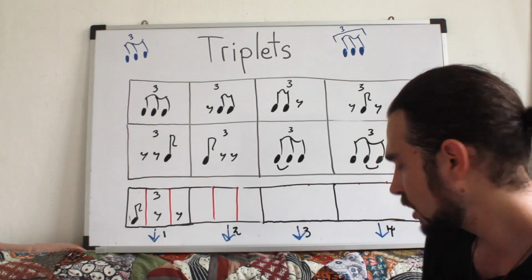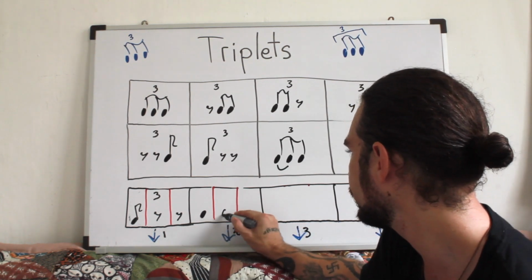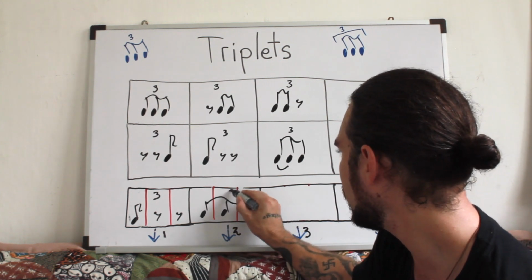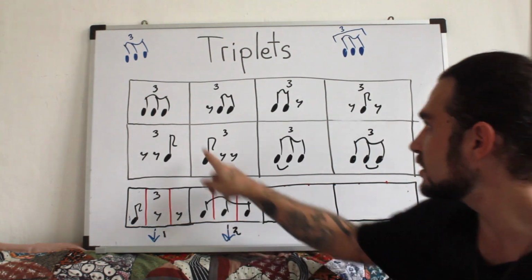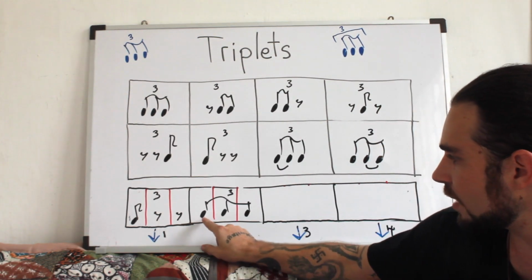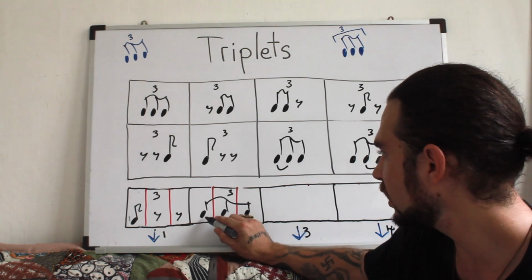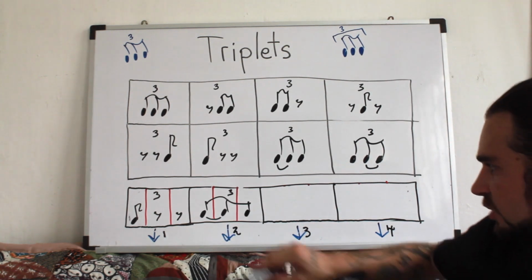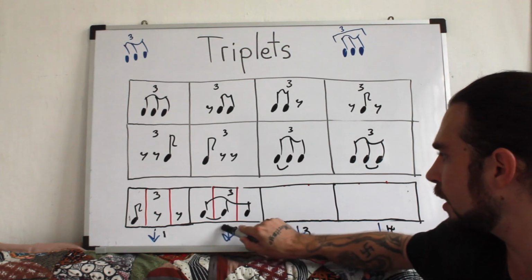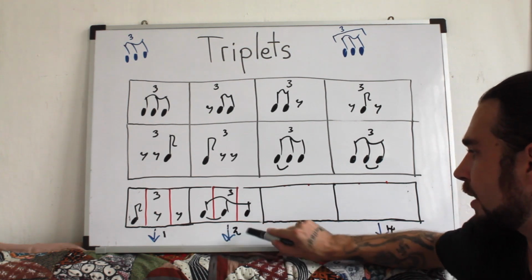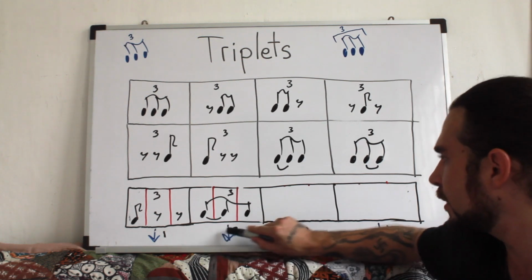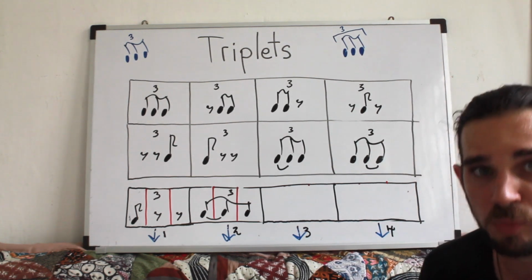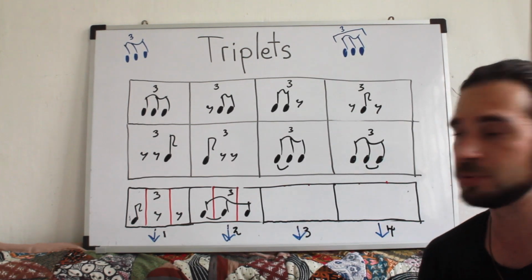1, 2, 3. So we've got 3 triplets. Indicate it's a triplet with our 3. So it looks just like this one, but we're going to tie these 2 notes together. So you will get the value of 2 triplets in one note. So this would be like bum bum bum bum, boom boom boom boom, like super bluesy there.